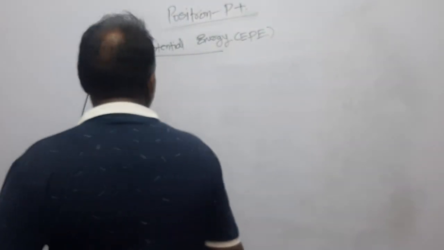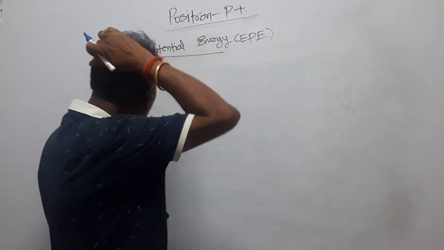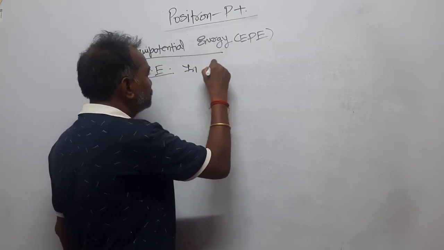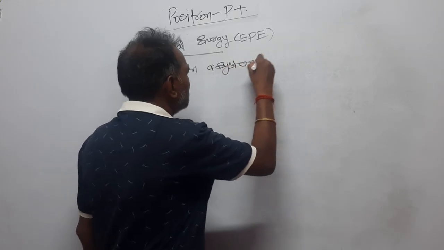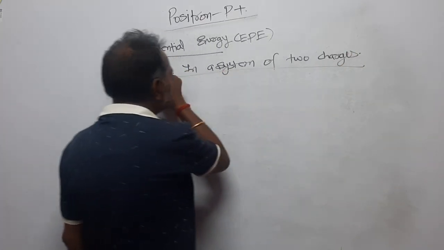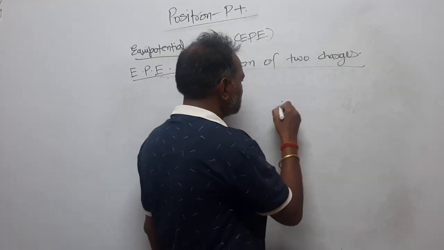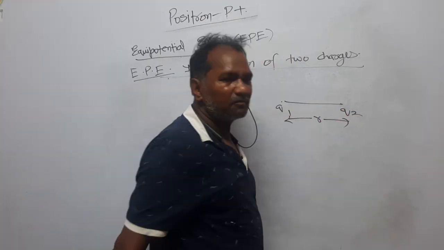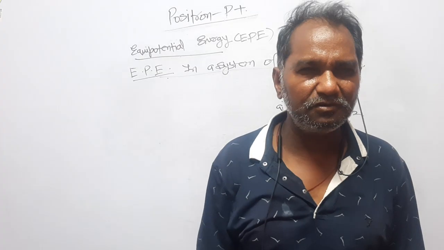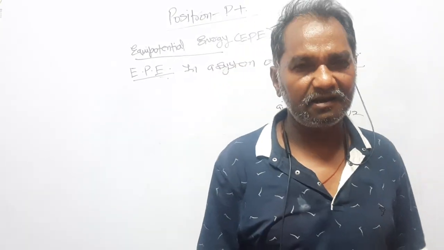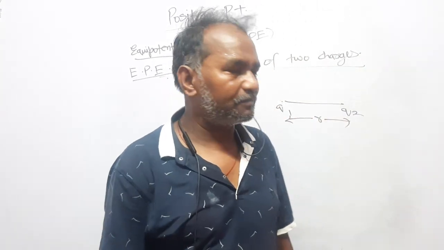Dear students, let us find the EPE in a system of two charges. Let the two charges be Q1 and Q2, and their distance small r apart, and we have to find out the EPE, electric potential energy. You are a student of 12th standard, and you are very familiar that all the energies in this world are scalar, right? So no need for vector representation here.